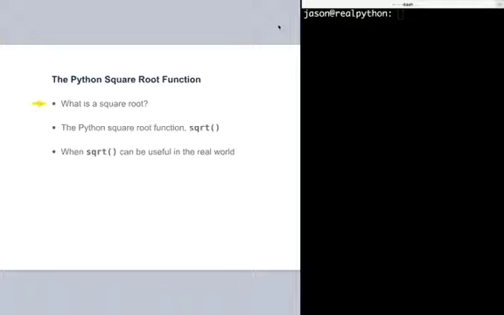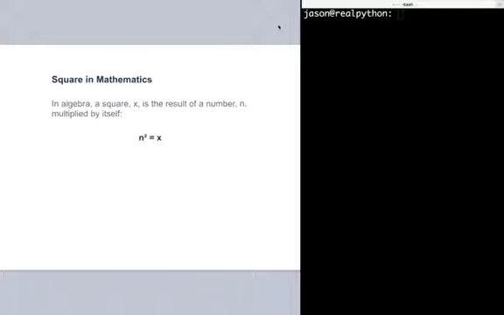To begin, let's take a look at what a square root actually is. Here's the technical definition. In algebra, a square, here represented by x, is the result of a number n multiplied by itself. So we have n with a special number 2 above it, meaning squared, and that results in the square x. The 2 means two n's multiplied by each other, giving us x. As an example, we can look at 5 squared, which is 5 times 5, giving us 25.